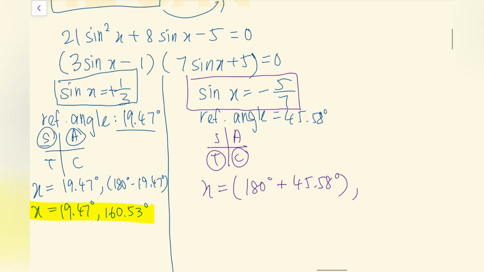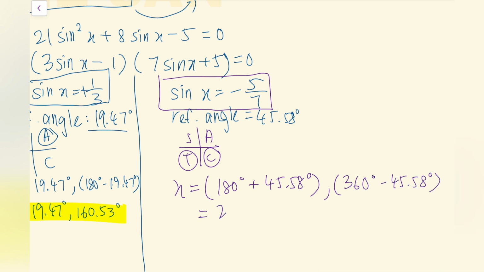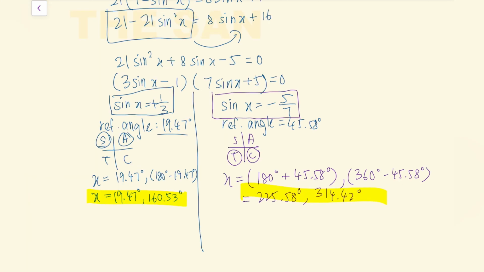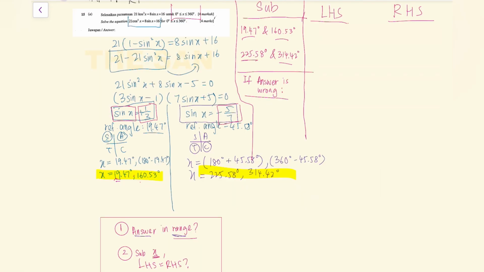And then the fourth quadrant will be like this. So now we will get the third and the fourth answer. So these are the 4 answers that we get. To do the answer checking, we have 2 things to do. The first thing is that we want to check whether these 4 answers are all in this range or not, 0 to 360. So 1, 2, 3, 4. Yes, all of them are in this range.